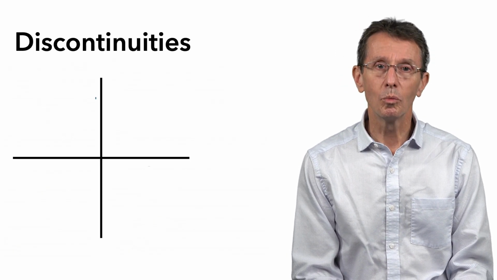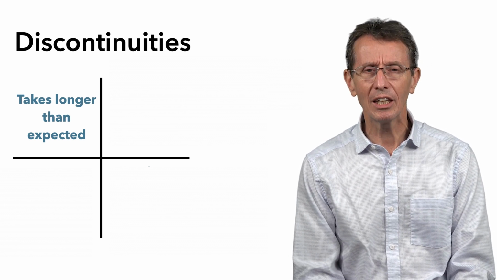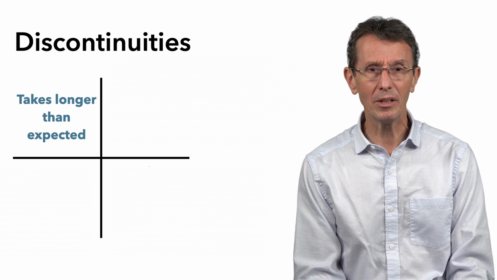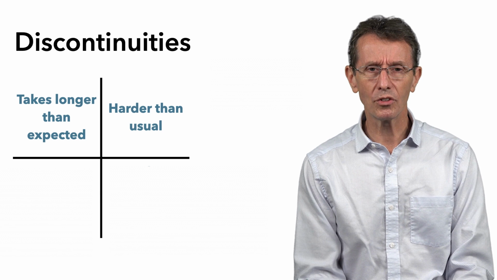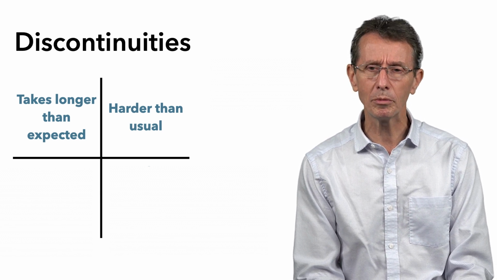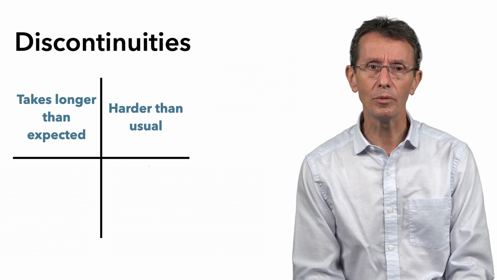Discontinuities occur when what we expect and what happens aren't the same. That might be because something takes longer than I expected it to, maybe an inordinate amount of time that I thought was very strange. Perhaps something's harder than usual. People really struggle to do it, or it takes an incredible amount of skill to do something, and it makes me wonder, how could I make it easier for somebody less skilled to get the same result?